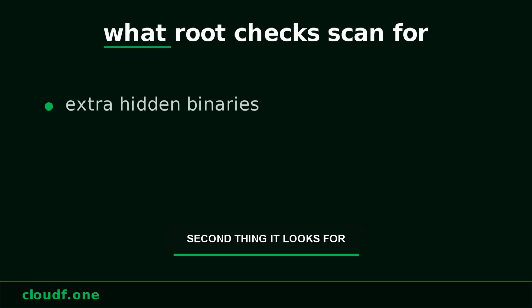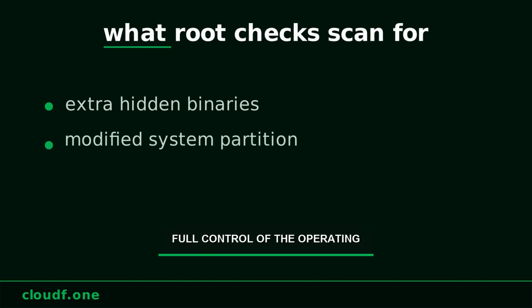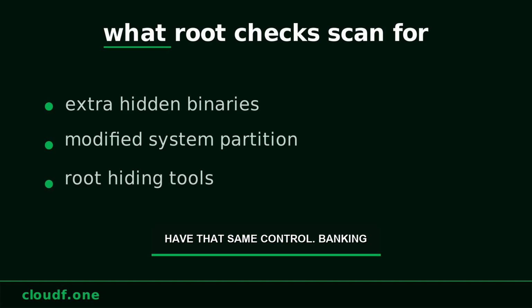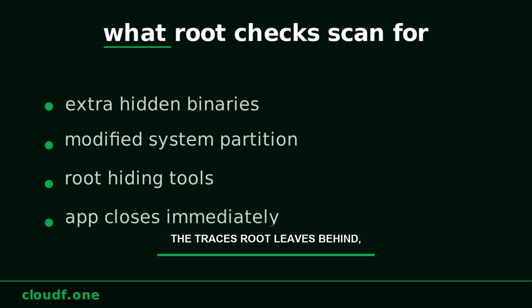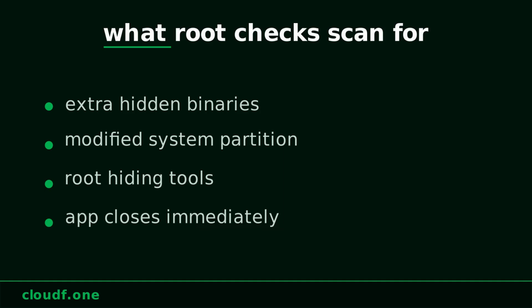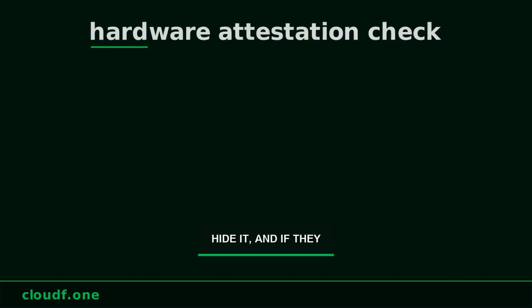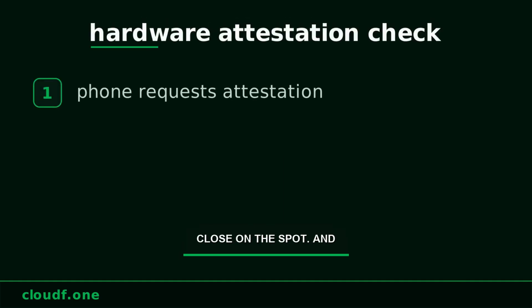The second thing it looks for is root. A rooted phone is one where the owner has taken full control of the operating system, which also means malware or a tampering tool could have that same control. Banking apps refuse to run on a rooted device for exactly that reason. They scan for the traces root leaves behind, the extra binaries, the modified system partition, the tools people use to hide it, and if they find any of it, they close on the spot.